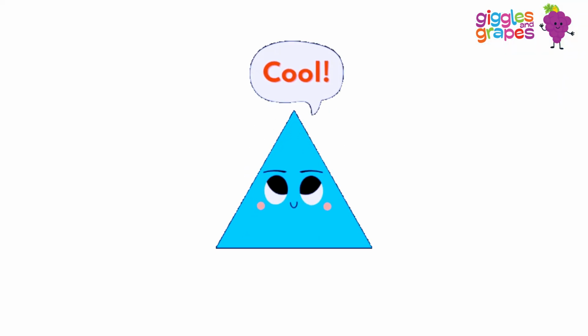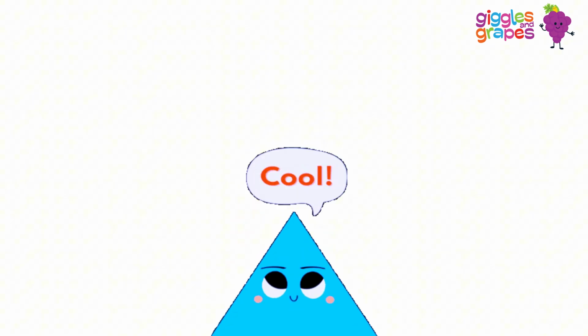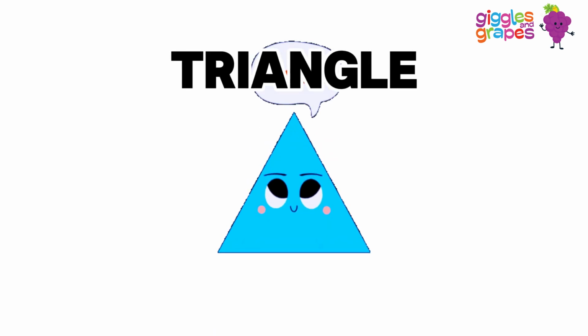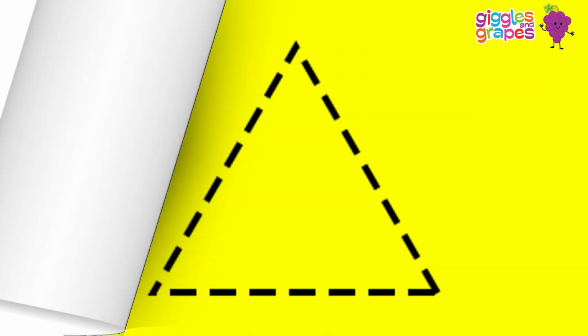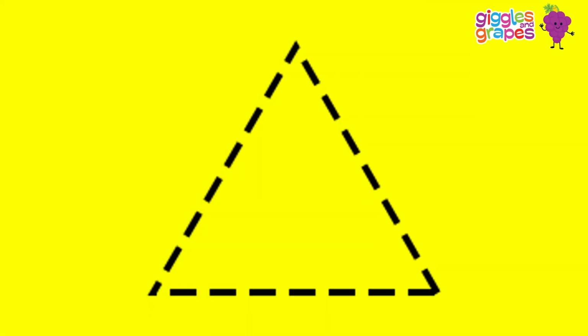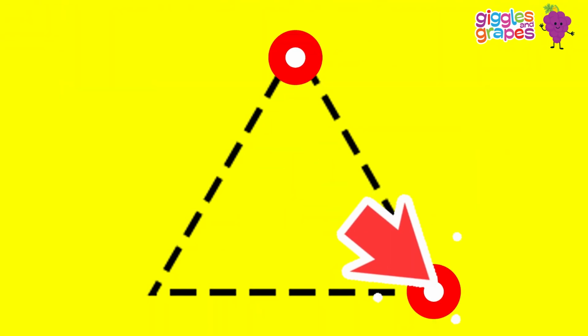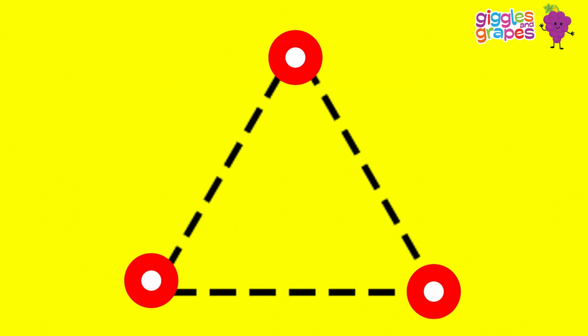Can you name the shape? Triangle. A triangle has 3 corners. 1, 2, 3. 3 corners.